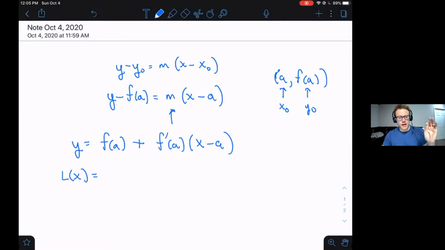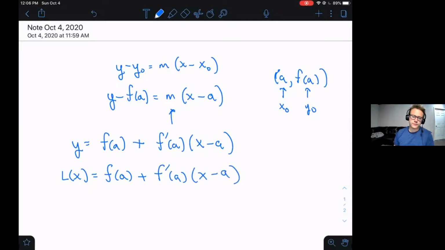It's a nice straight line because we have some intercept, some slope, and this x minus a sort of business here. So that is the linearization equation. That's that L of x that I had graphed on my desktop on Desmos there.